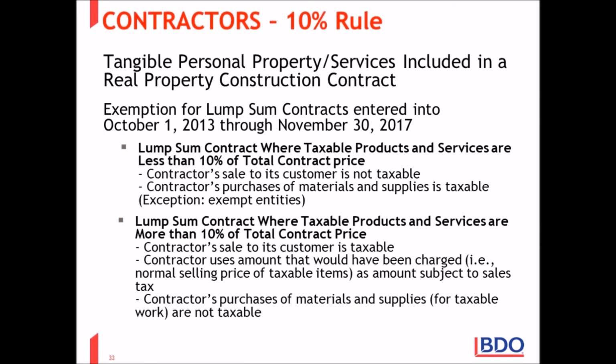So that takes care of the exemption regarding exempt entities. What I'm going to do at this point is turn the mic back to Jim, and he's going to talk about a new exemption that relates to selling tangible personal property when it's a relatively small part of a larger real property construction contract.